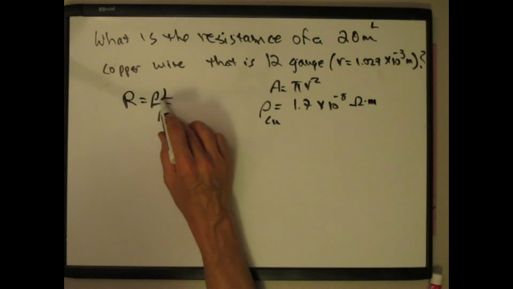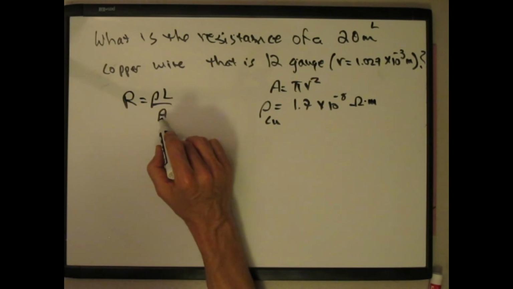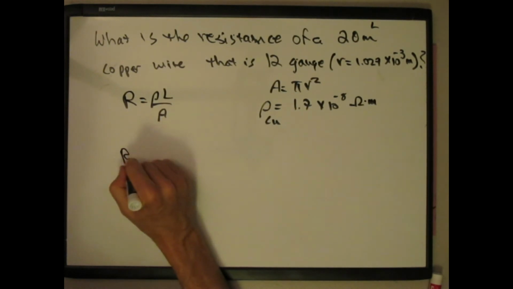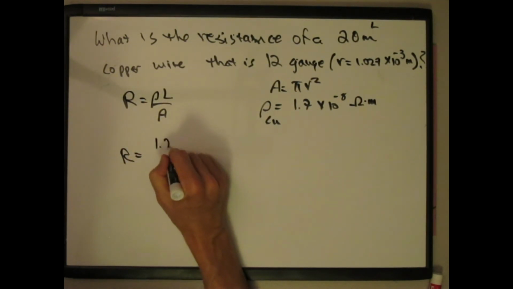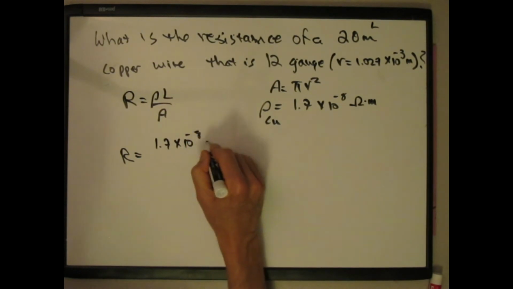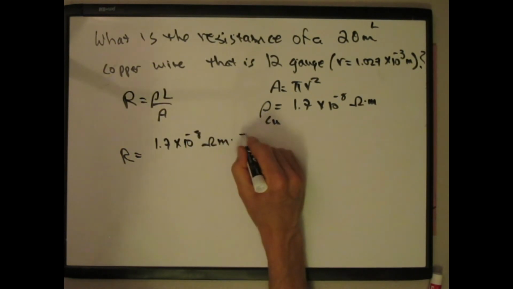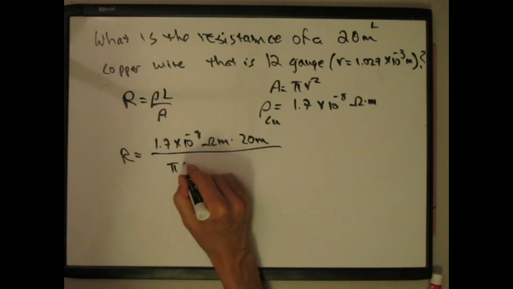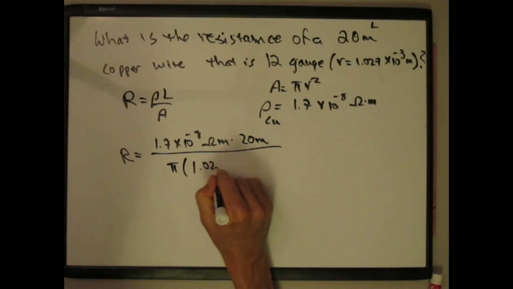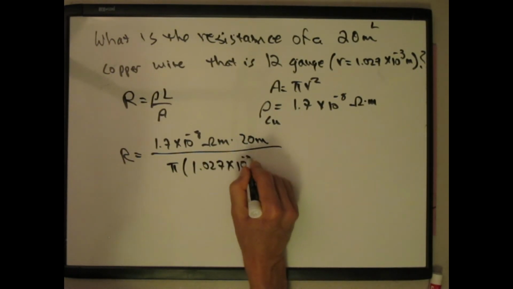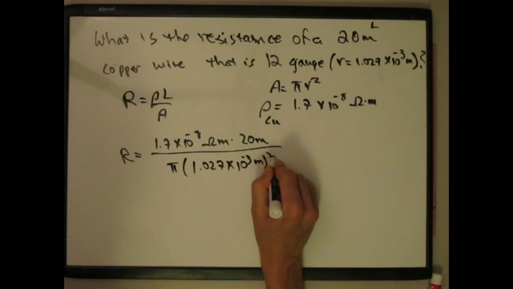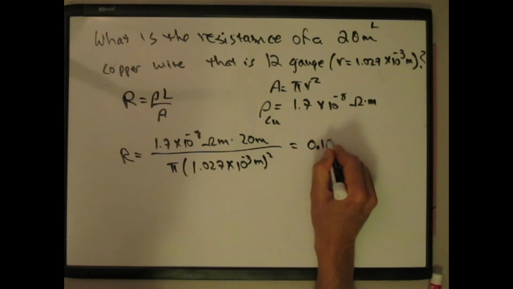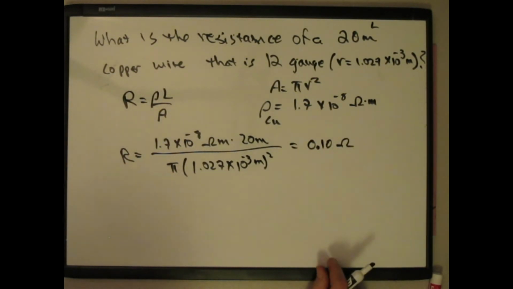And you can kind of see that when you multiply it by a length and divide it by an area, you've got to get ohms for resistance, and that kind of works. And so that says that the resistance for this wire is 1.7 times 10 to the minus 8th ohm meters times 20 meters divided by, and so I've got to calculate the area here. It's pi times r squared, which is 1.027 times 10 to the minus 3 meters squared. I get about 0.1 ohms.